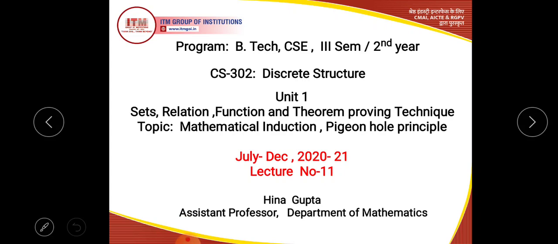I am Hina Gupta from the Department of Mathematics. Today we are going to discuss Unit First. The name of Unit First is Sets, Relation, Function and Theorem Proving Techniques. The topics we discuss today are Mathematical Induction and Pigeonhole Principle. So, we will discuss these two topics one by one.